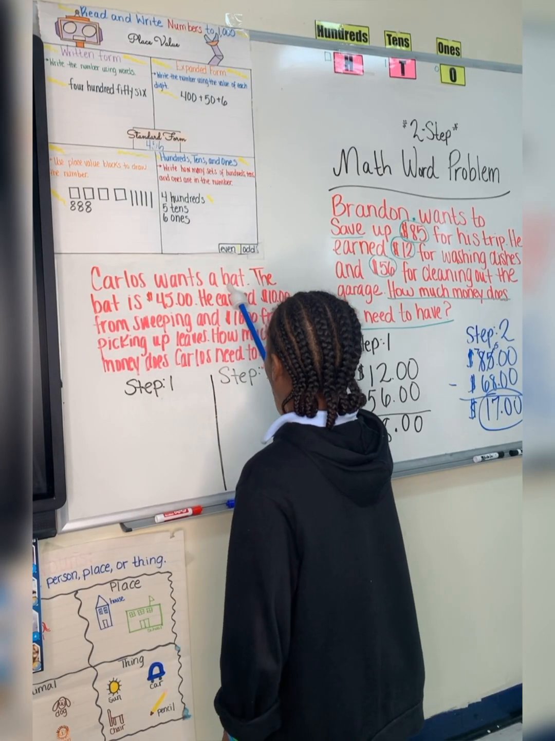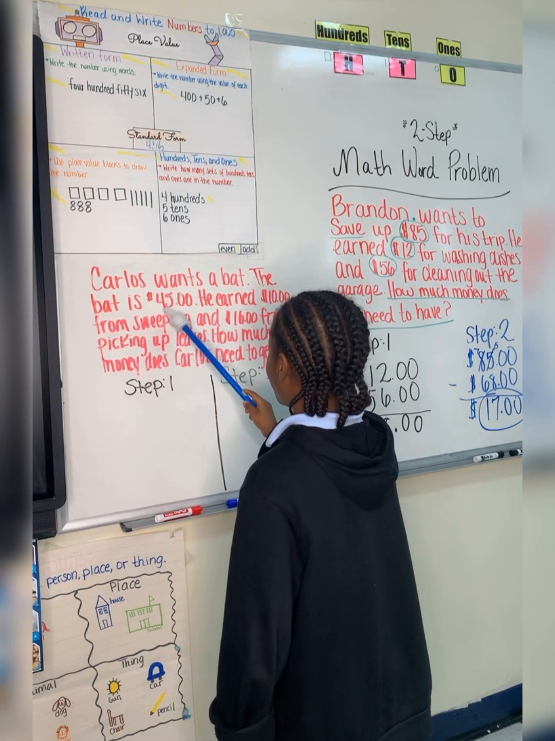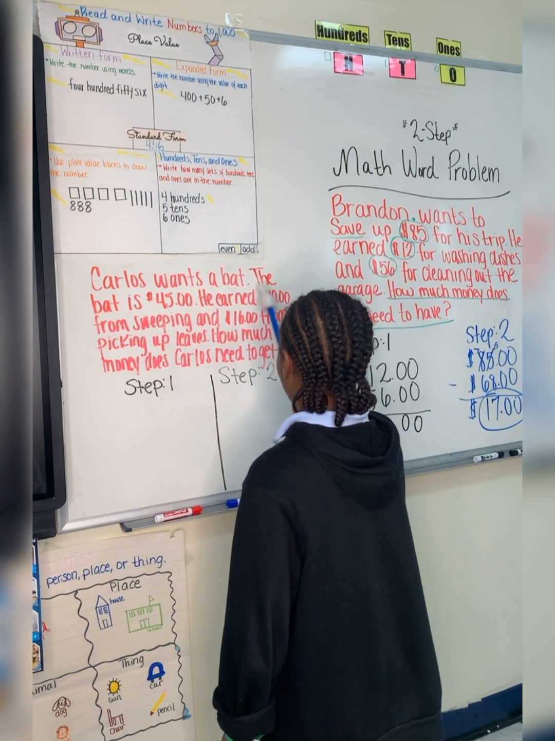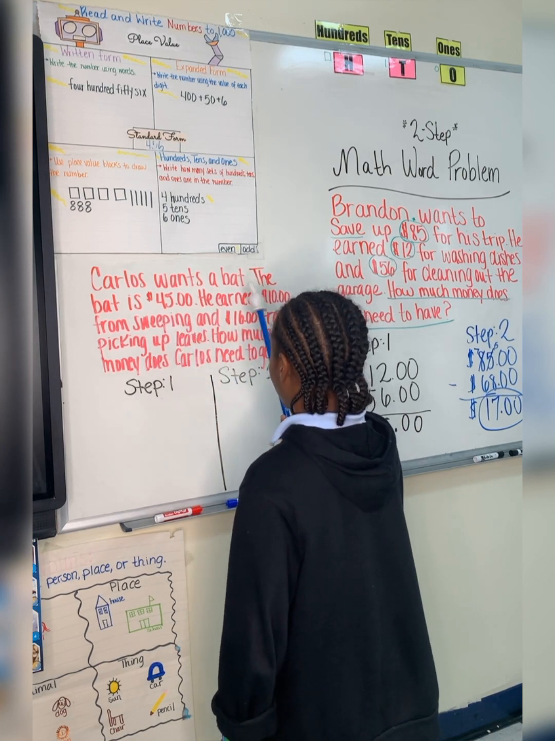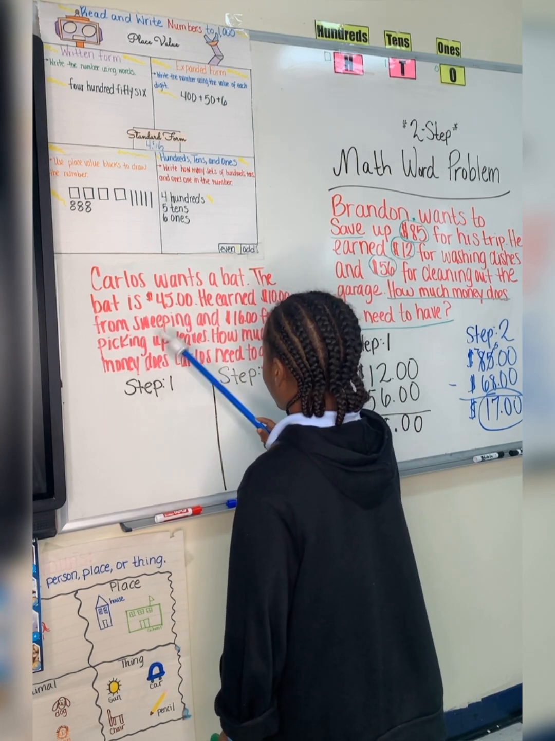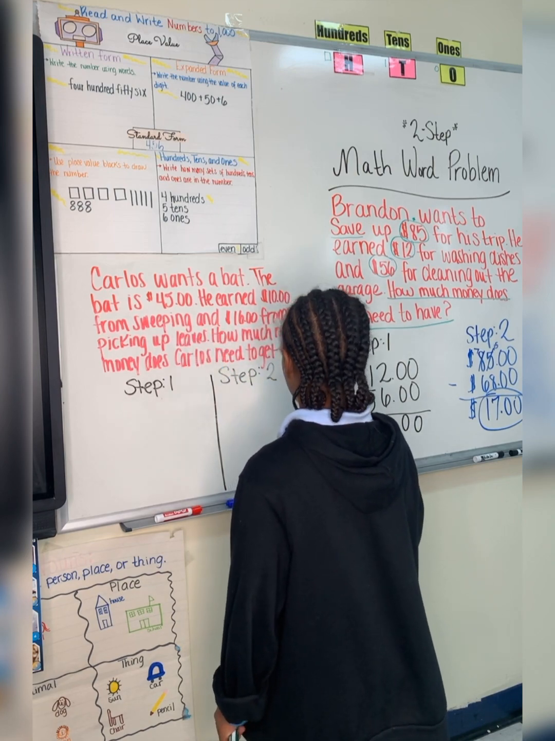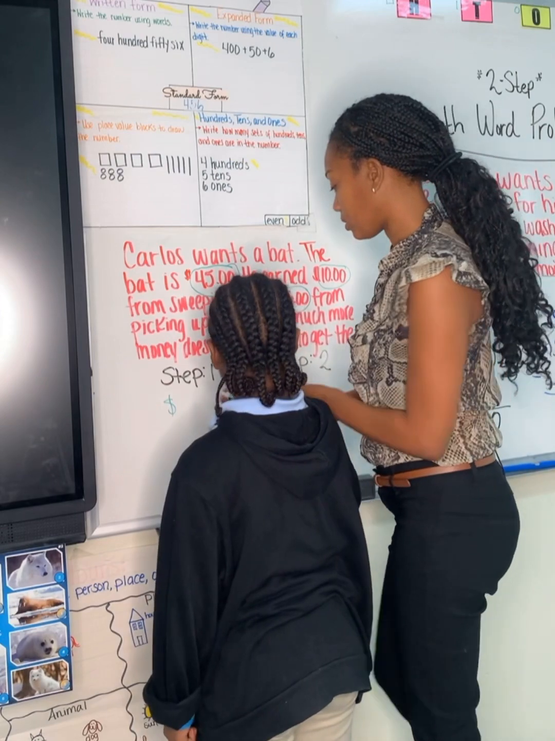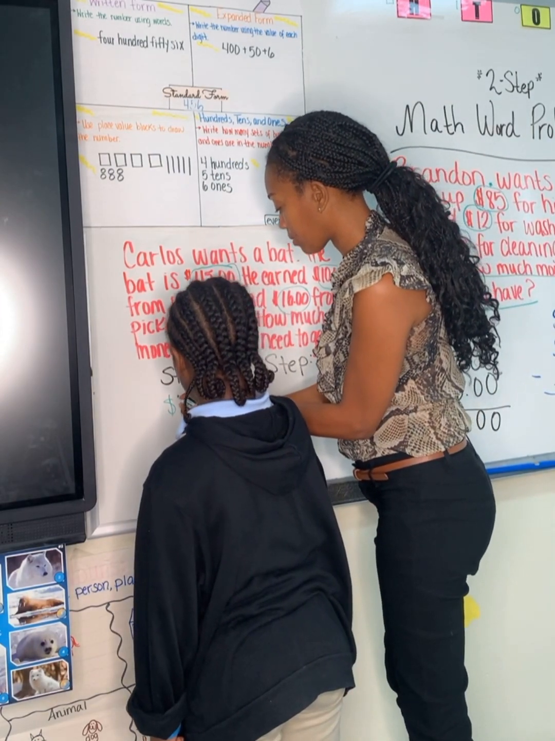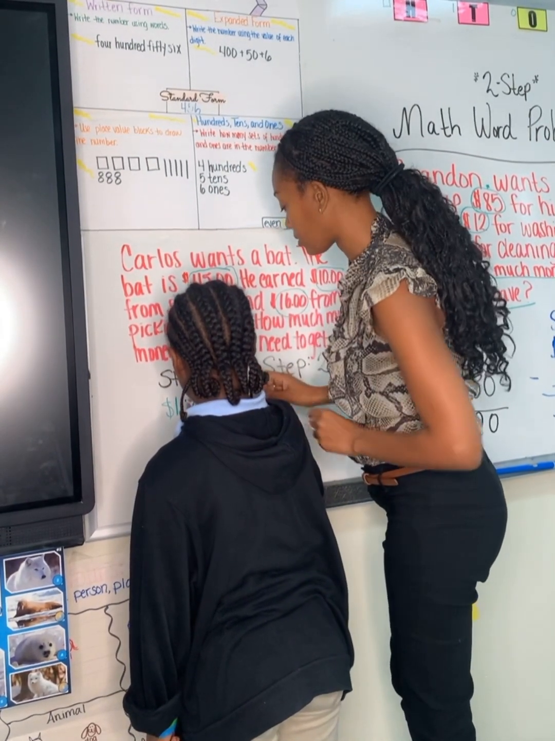Carlos wants a bat. The bat is $45. He earns $10 from sweeping and $16 from picking up leaves. How much more money does Carlos need to get the bat? So we'll put that right there. We'll put the $10.